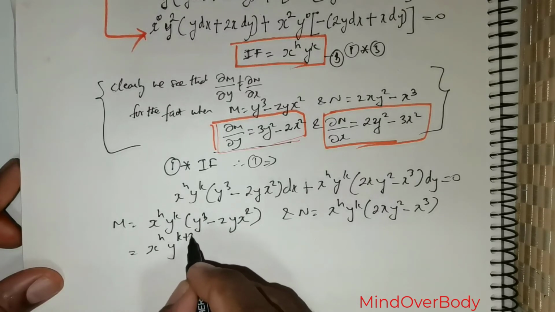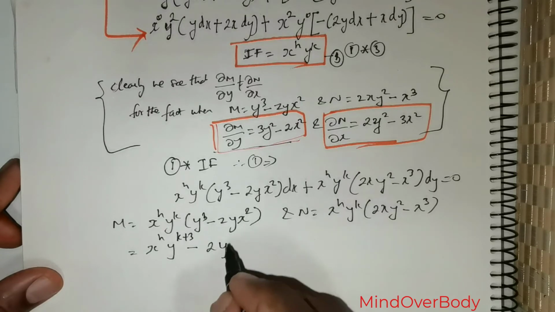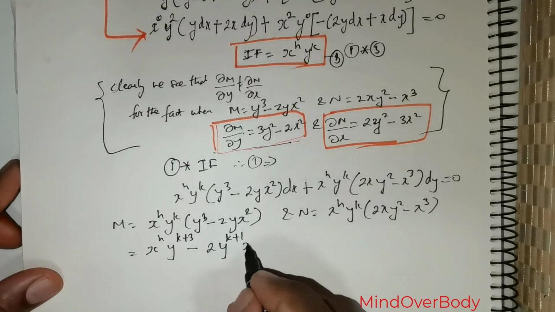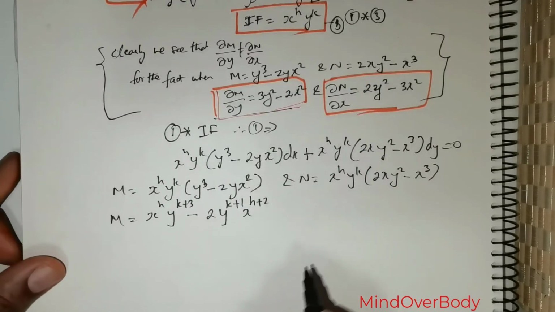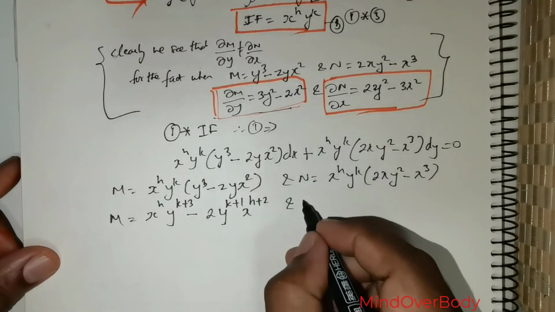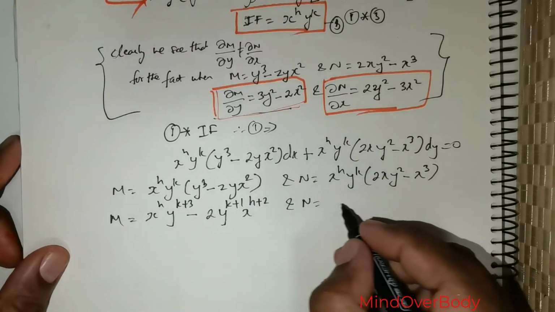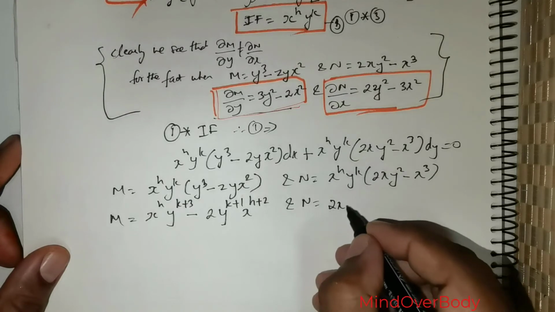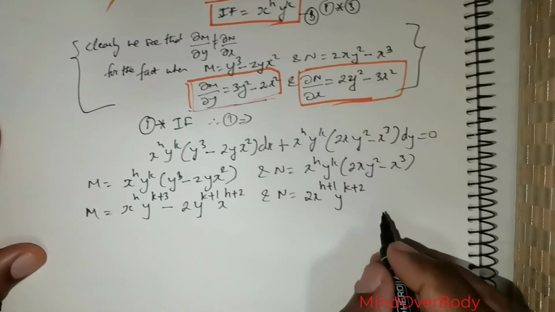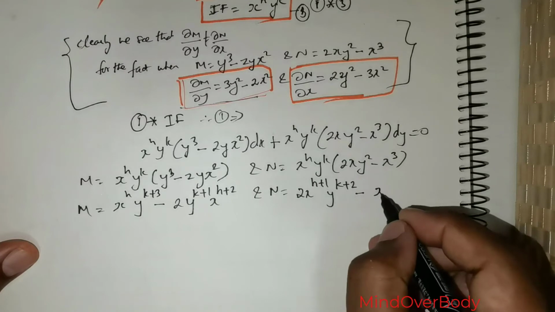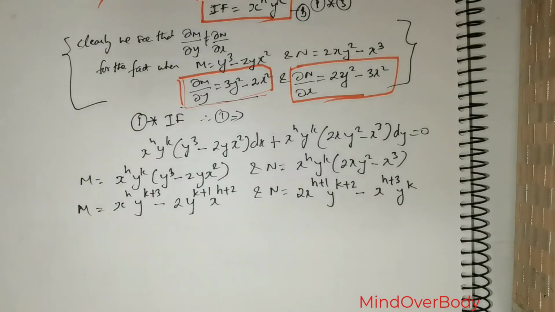Now I can bring this inside, remove the parentheses, so M is x raised to the power of h, y raised to the power of k plus 3, minus 2 times y raised to the power of k plus 1 and x raised to the power of h plus 2. This is, excuse me, my M, and my N is 2 times x raised to the power of h plus 1, y raised to the power of k plus 2, minus x raised to the power of h plus 3, y raised to the power of k. So this is what we have got for M and N.